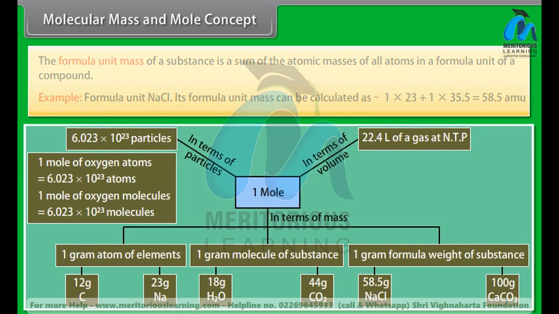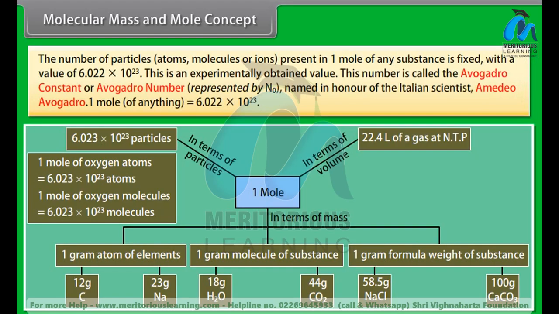58.5 units. The number of particles, atoms, molecules, or ions present in 1 mole of any substance is fixed with a value of 6.022 into 10 raised to the power 23. This is an experimentally obtained value. This number is called Avogadro constant or Avogadro number, represented by N0, named in honor of the Italian scientist Amedeo Avogadro. 1 mole of anything is equal to 6.022 into 10 raised to the power 23.